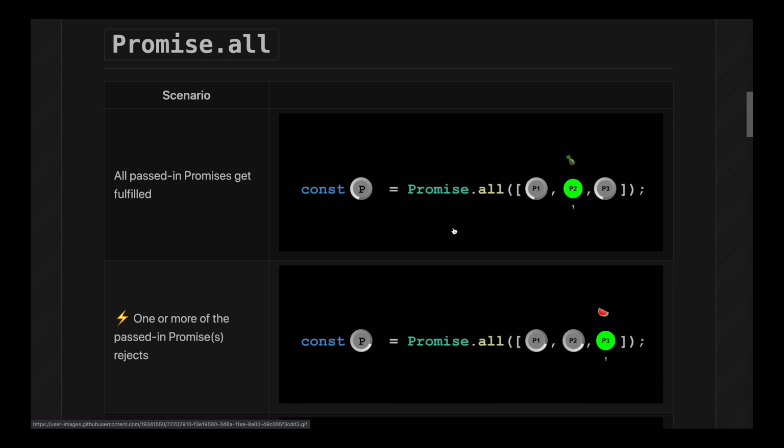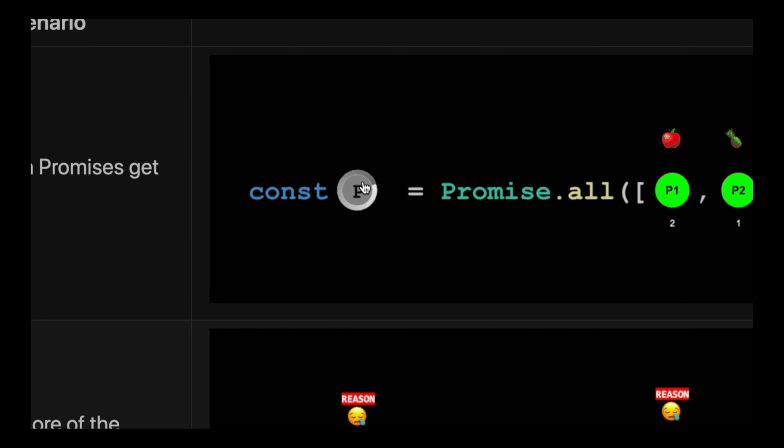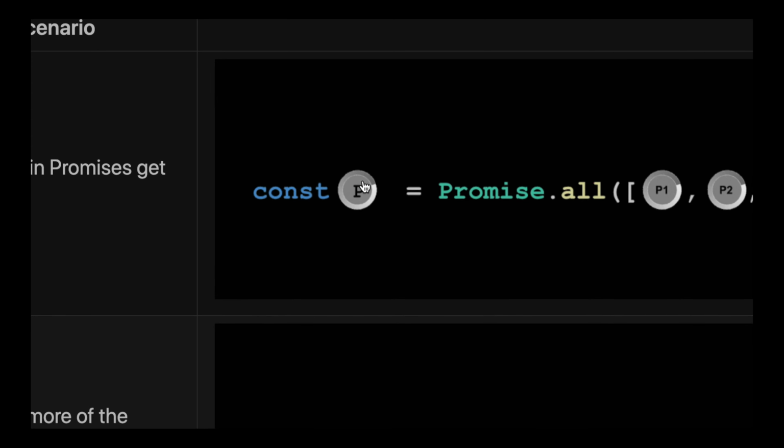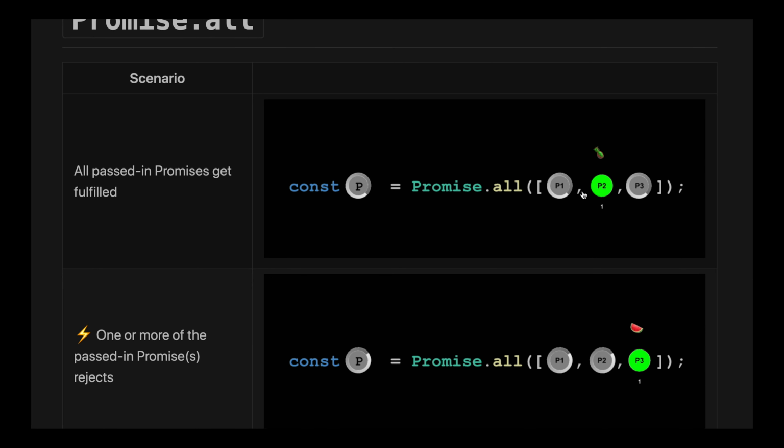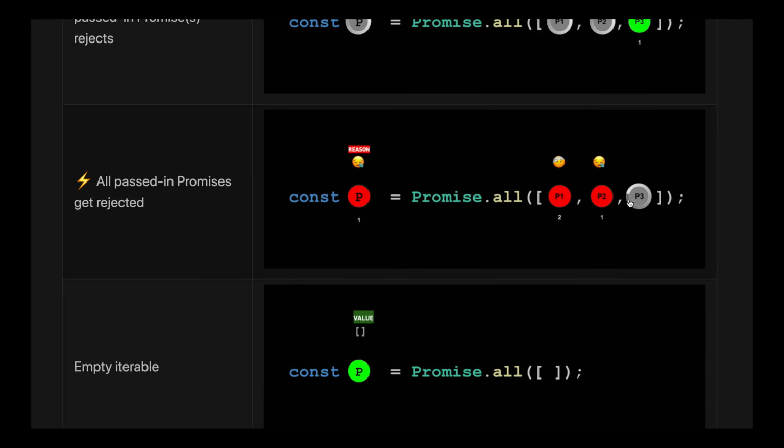Now let's try to understand promise.all visually. Before we get started, this is how promise.all works. The promise.all method returns a single promise P that you can see here, and that promise fulfills only when all of the input promises that were passed, which are over here, P1, P2, P3, are fulfilled, or when the iterable contains no promises, which is an empty array in this case.